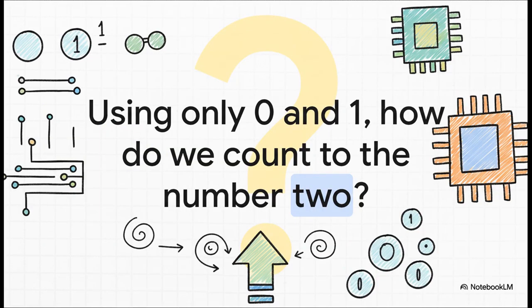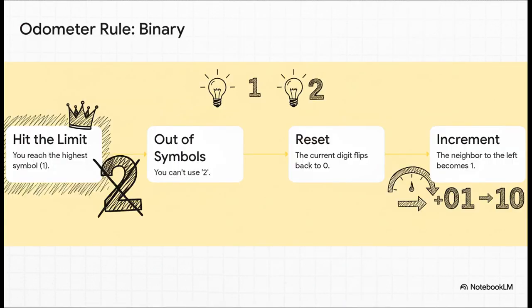All right, so let's try it. Let's put that rule to the test. If a computer only has 0 and 1 to work with, how on earth does it count to the number that we call 2? What comes after 1? And this is where it all clicks. We follow the exact same steps.